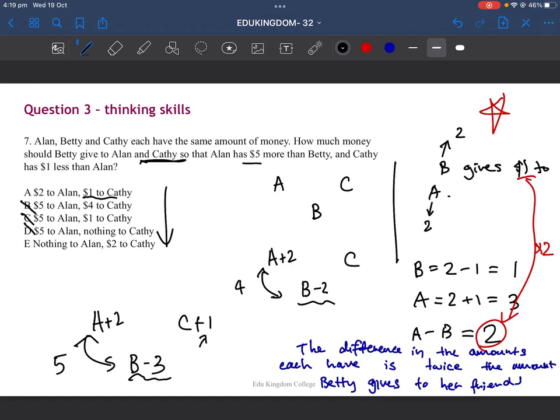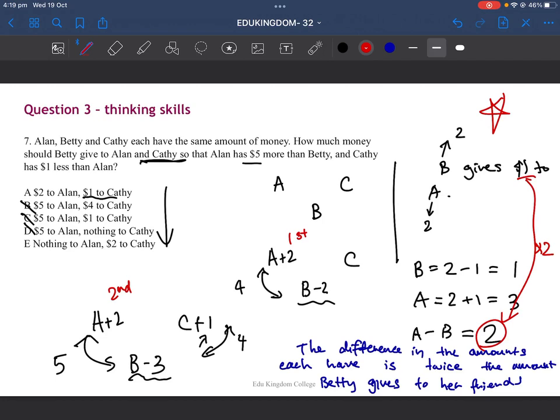And what's the difference between me and Kathy? It's $4. And let me explain why this is 4 as well, in case you missed out. In this first step, I'm going to label this first and this second. In the first step, I gave Alan $2.